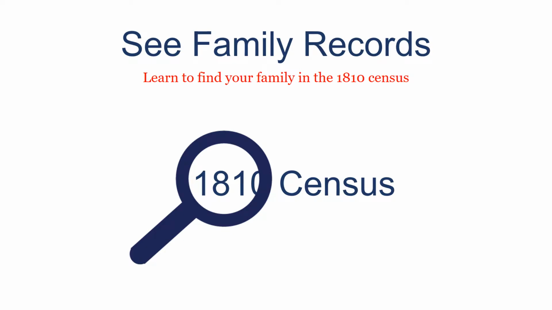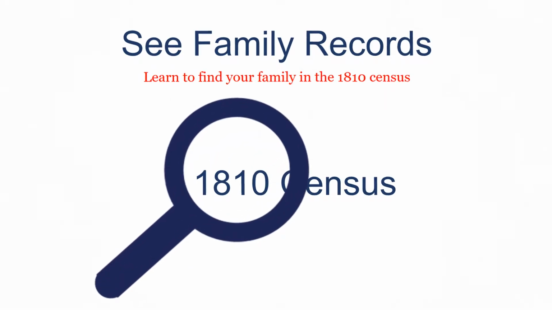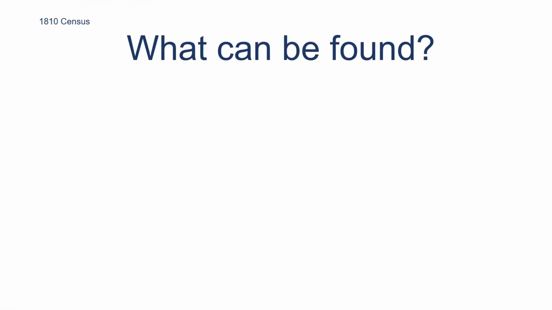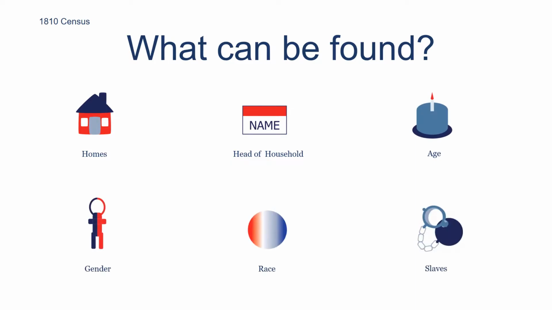See Family Records. Learn to find your family in the 1810 census. What can be found? Homes, head of household, age, gender, race, and slaves.